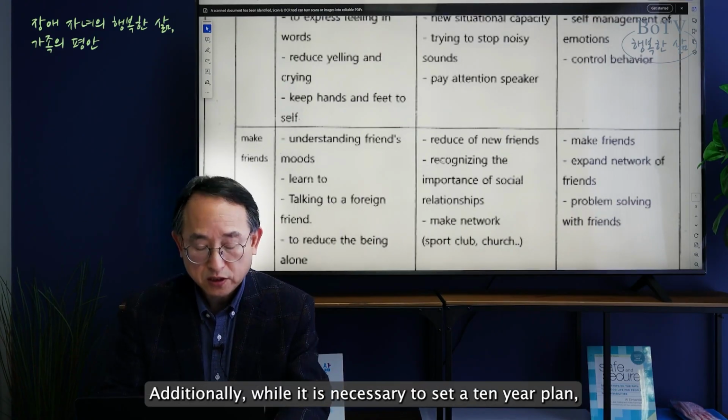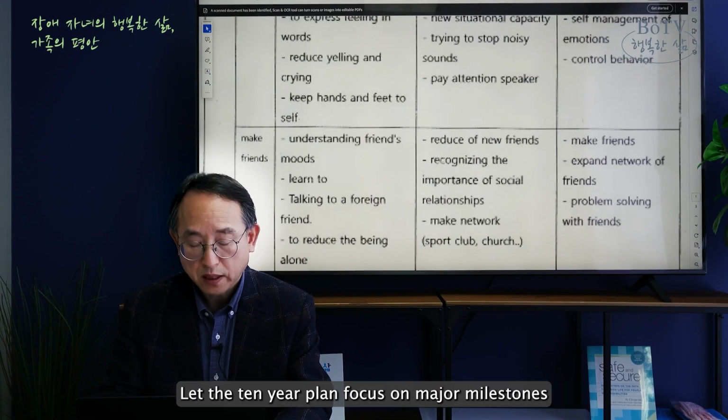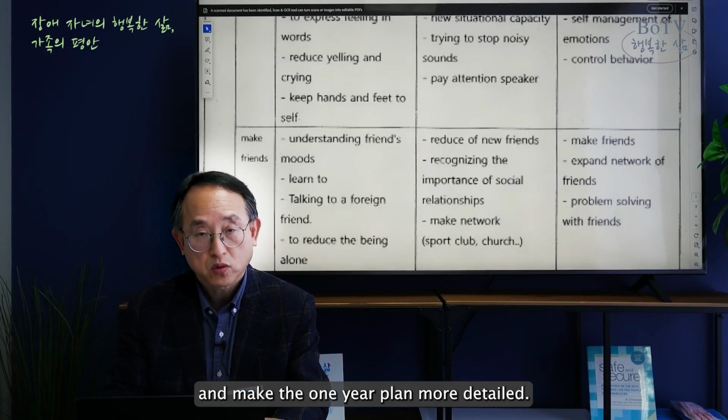Additionally, while it is necessary to set a 10-year plan, for now, it would be better to focus on a 2 to 3 year plan. Let the 10-year plan focus on major milestones and make the 1-year plan more detailed.